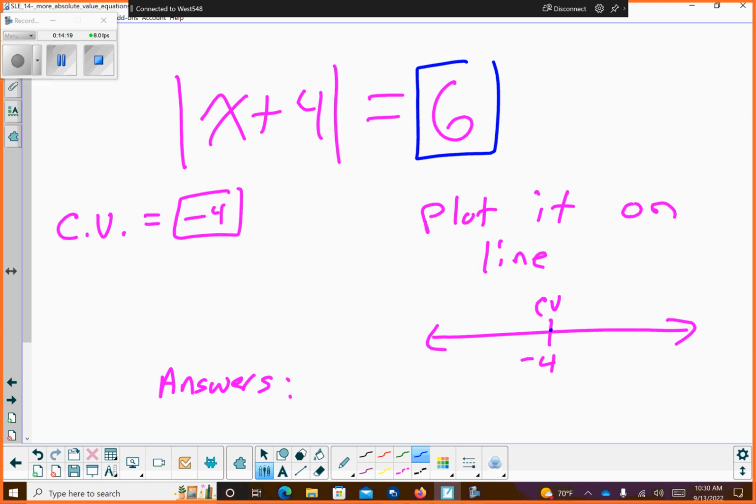So I'm going to go this way 6. So 1, 2, 3, 4, 5, 6. There's an answer there. And I'm going to go 1, 2, 3, 4, 5, 6. My answer's there. Okay, so let's count it. Do I have 6 here? 1, 2, 3, 4, 5, 6. Good. 1, 2, 3, 4, 5, 6. Good. All right. Negative 3, negative 2, negative 1, 0, 1, 2. Negative 5, negative 6, negative 7, negative 8, negative 9, negative 10.